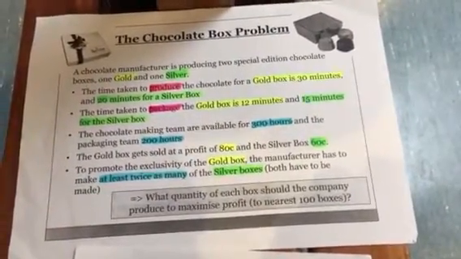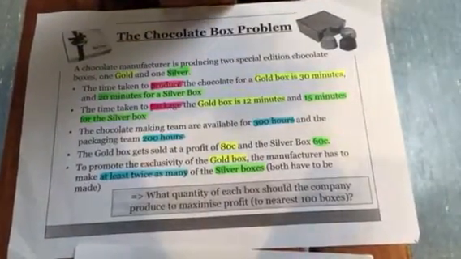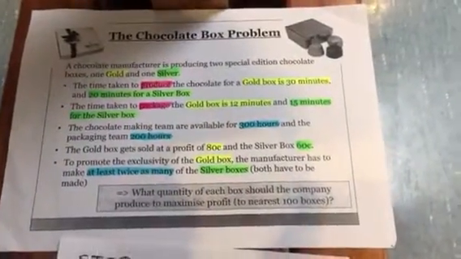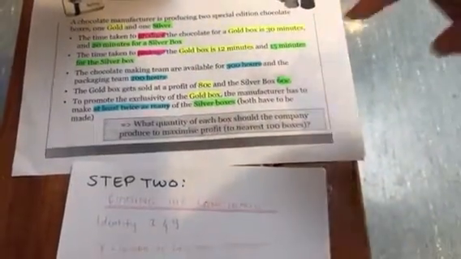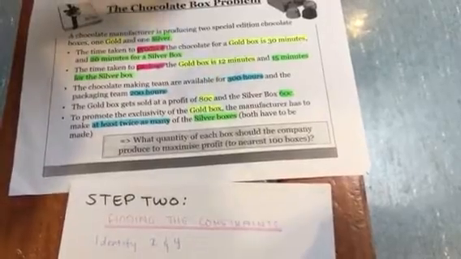To promote the exclusivity of the gold box, the manufacturer has to make at least twice as many of their silver boxes. Both have to be made. And what we have to answer is, what quantity of each box should the company produce to maximize profits?